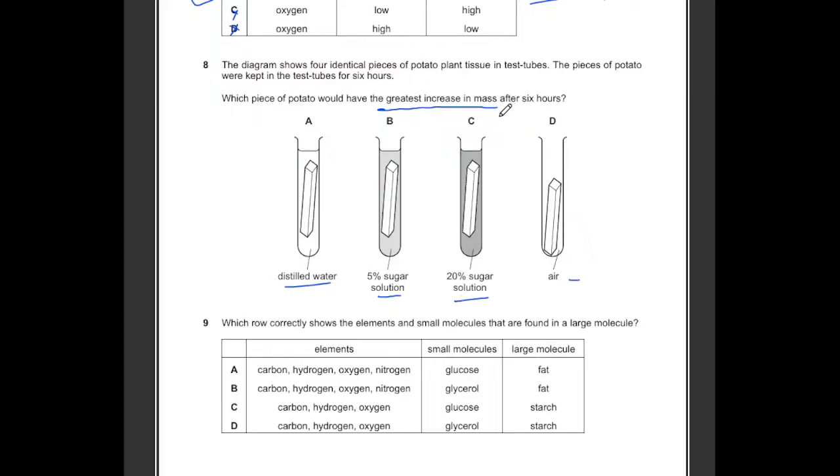The mass will increase in, first thing, it will not increase in D because there is no water, so mass won't increase. Next one, sugar solution, here we have 2. Now what happens here? When sugar solution enters into the plant, this will decrease the mass.